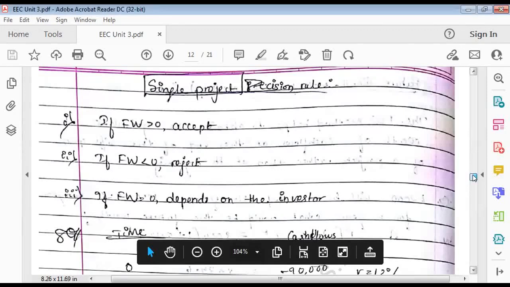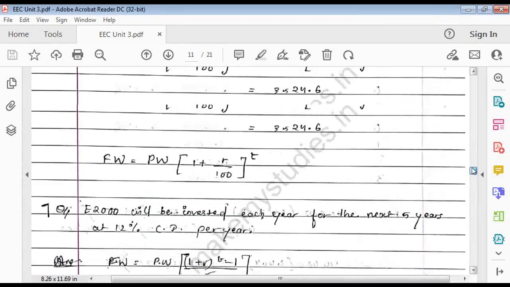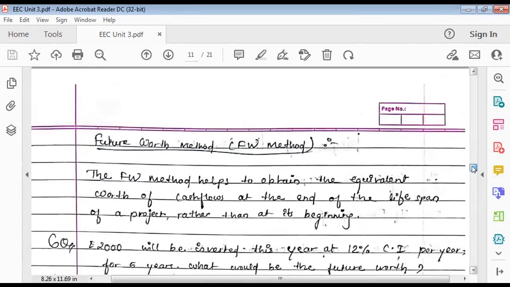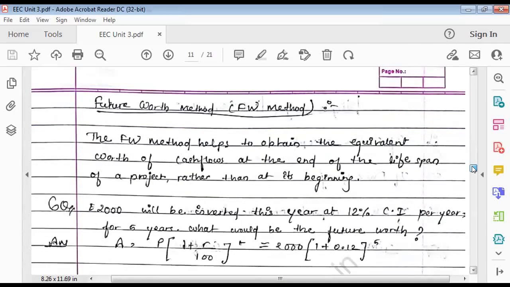Just to remind you, I'll not be spending a lot of time on revision. That's my bad habit. So, the future growth method we were discussed, and as you know, hope you remember that the future growth method has a very different modus operandi compared to the present growth method. And what is the difference between present growth and future growth method?